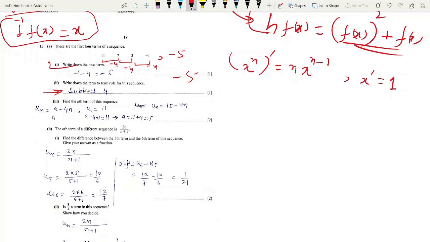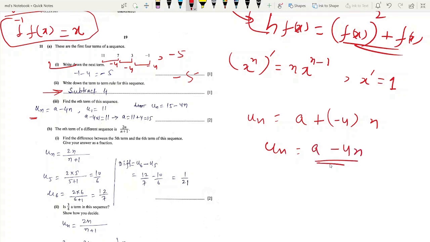Find the nth term of the sequence. Un is the nth term. So the difference is constant, right? This is linear. So how can we write this? Un equals a plus whatever difference we got, −4, times n. This is un, I mean the nth term, which is a − 4n.